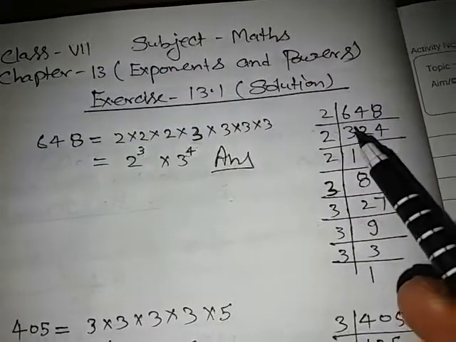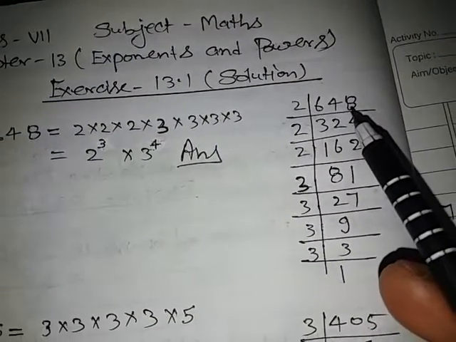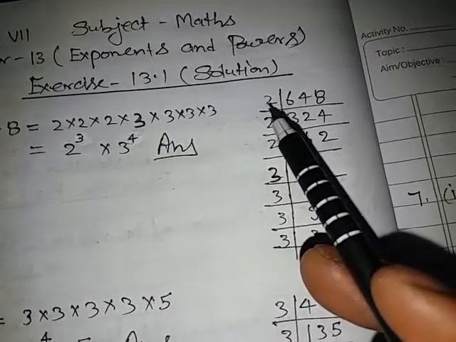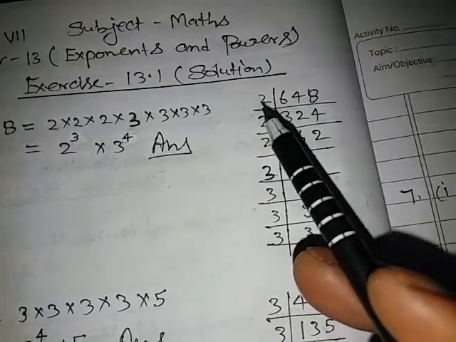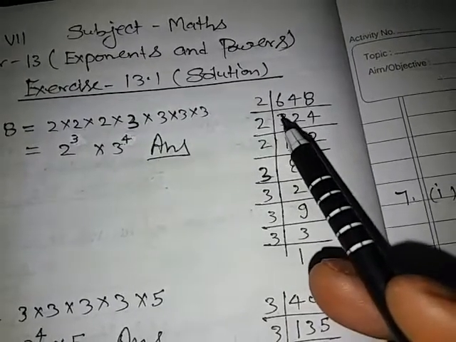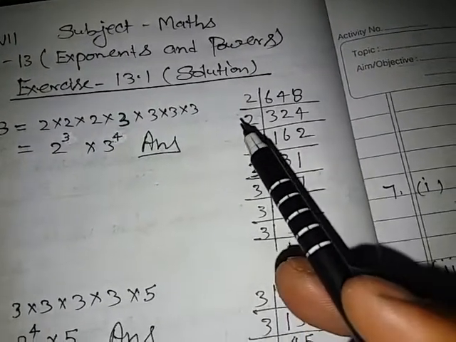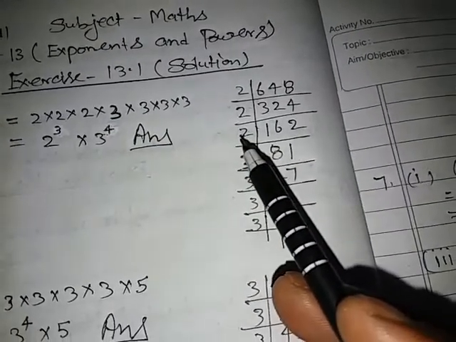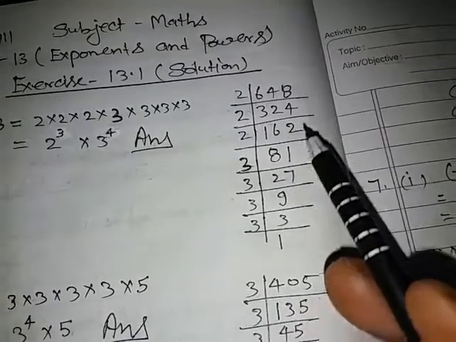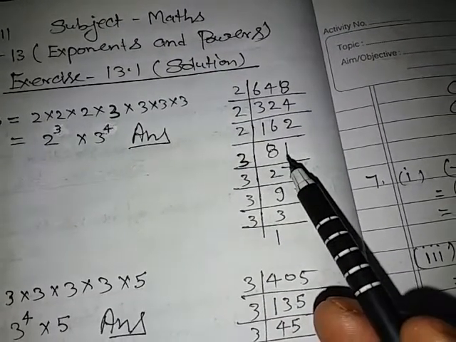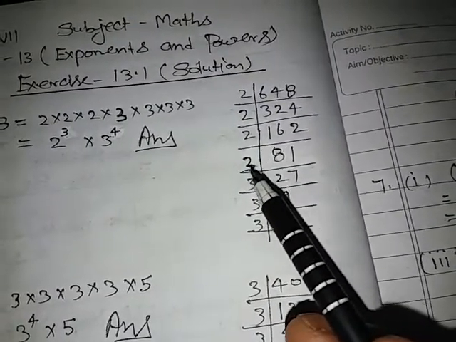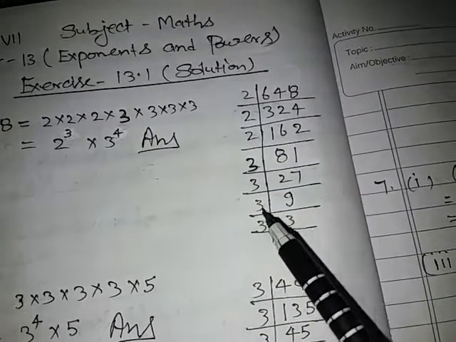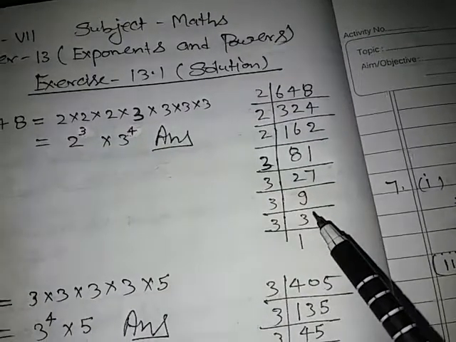First of all, find the prime factors of 648. 648 is divisible by 2, so divide by 2. 2 3s are 6, 2 2s are 4, 2 4s are 8, 2 1s are 2, 1 2 is 12, 2 6s are 12, 2 2s are 4. Now divide by 2 again, 2 8s are 16, 2 1s are 2. 81 is not divisible by 2, so divide by 3. 3 27s are 81, 3 9s are 27, 3 3s are 9 and 3 1s are 3.